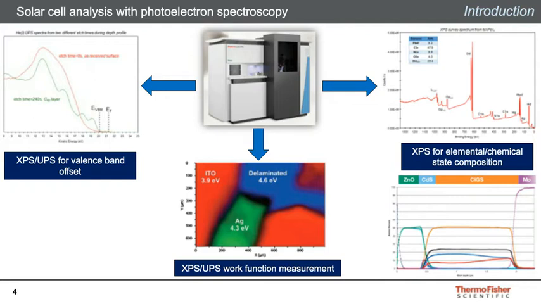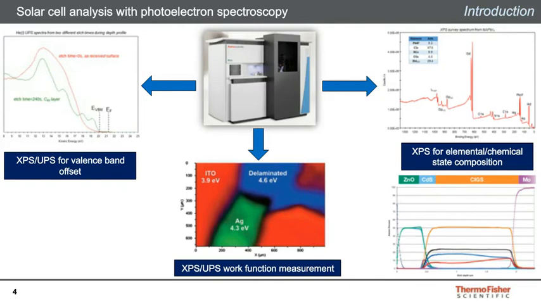An important feature of XPS is the ability to quantify the concentration of elements or chemical states without using reference standards. XPS is also able to measure electronic information from solar cell materials, such as valence band offsets or work functions.